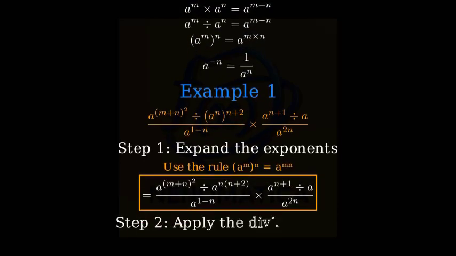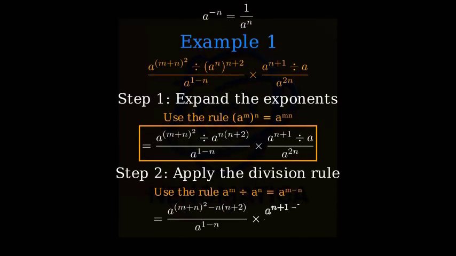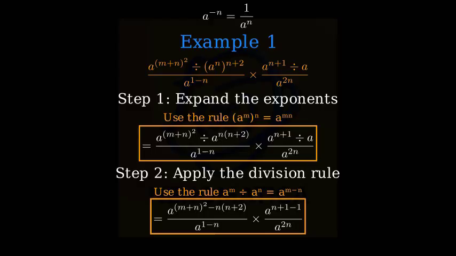Now, let's apply the division rules in both the numerator and denominator. In the first fraction, we have a to the power of m plus n quantity squared divided by a to the power of n squared plus 2n. Using the division rule of exponents, we subtract the exponents. So, this becomes a to the power of m plus n quantity squared minus n squared plus 2n. Similarly, in the second fraction, we have a to the power of n plus 1 divided by a to the power of 1, which gives us a to the power of n.